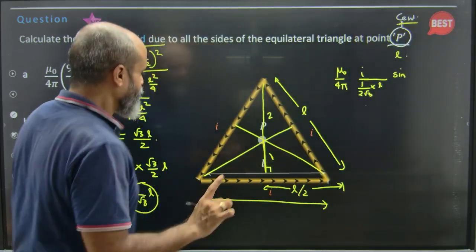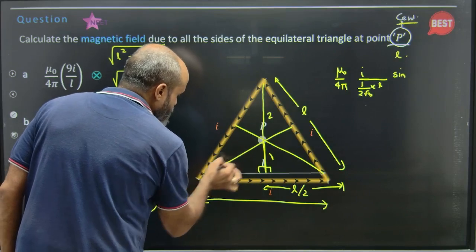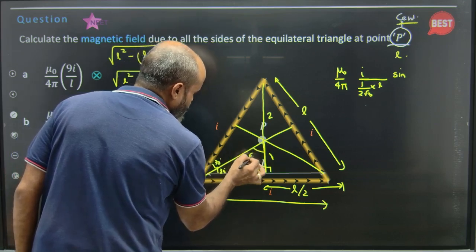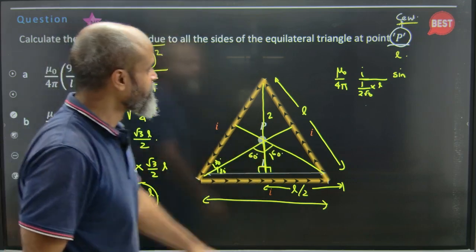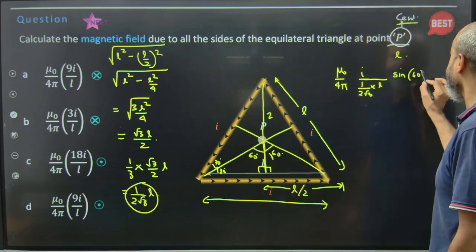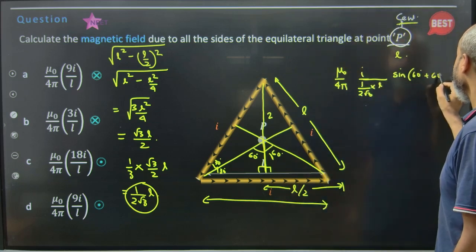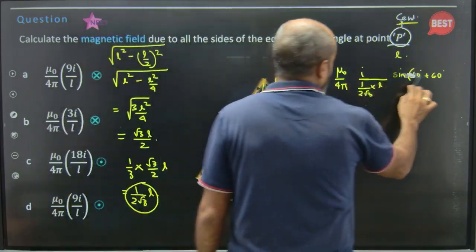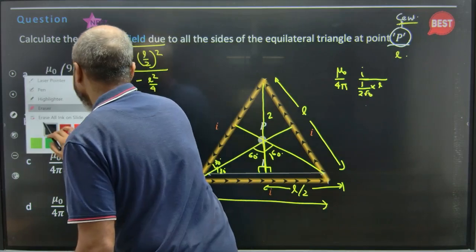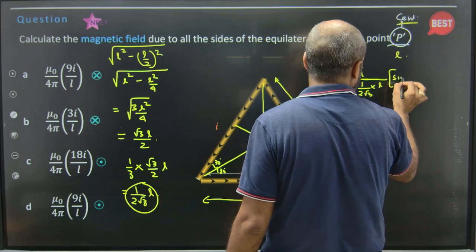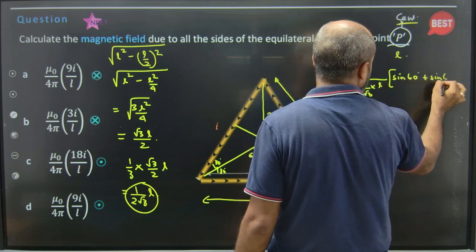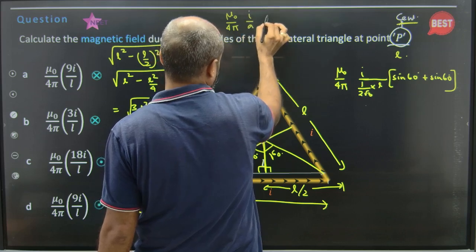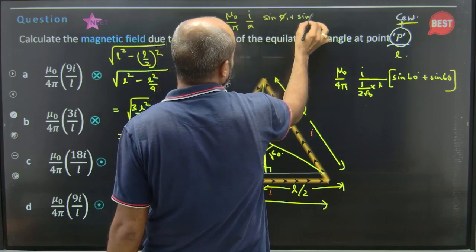Now understand, we have to consider this is 90. Obviously, this will be bisecting it. So the equilateral triangle has this as 30, this as 30. So obviously this angle will be 60 and so will this angle. So we can write sine phi 1 plus sine phi 2, that is sine 60 plus sine 60. Is it making sense? So the formula is mu naught by 4 pi I by A into sine phi 1 plus sine phi 2.